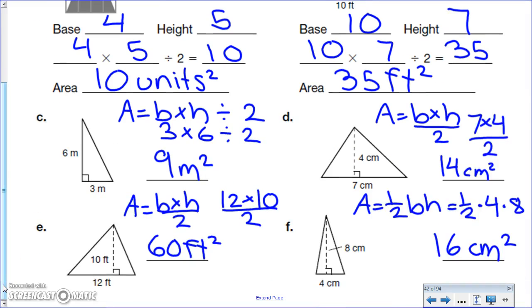All right, now what you need to do is make sure everything on the sheet is filled out. Please glue it into your math notebook and make sure it's there so you have it as a reference for the rest of the year.